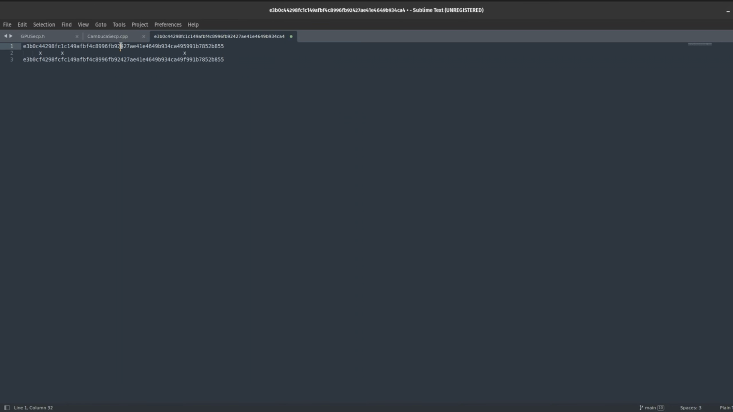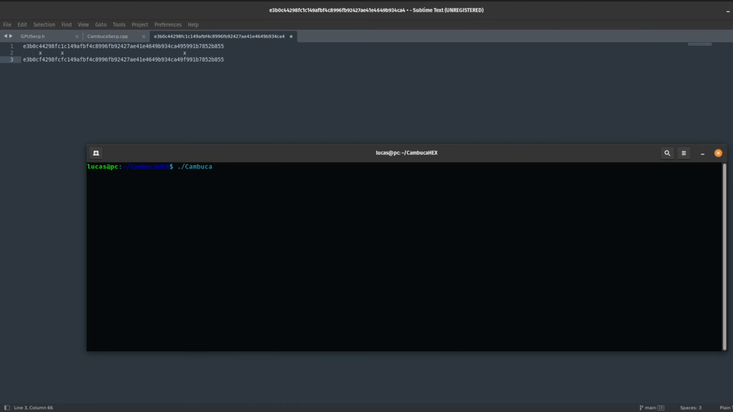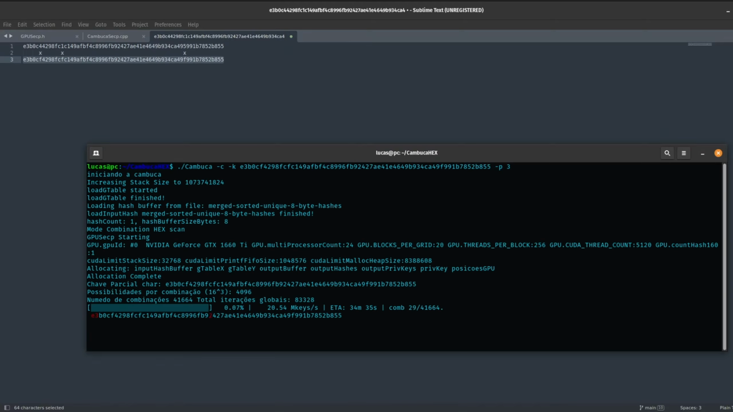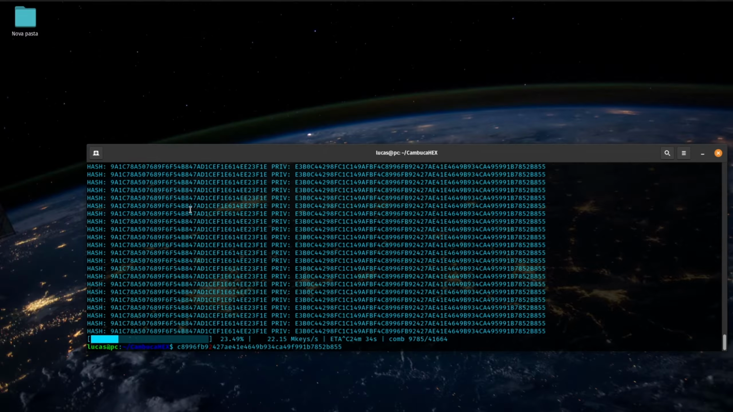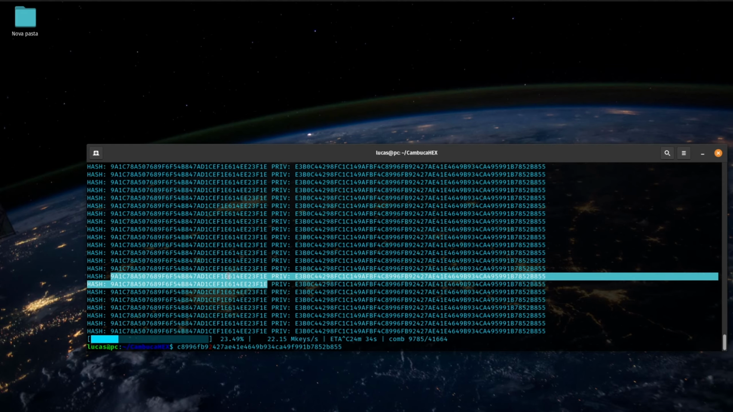For a demonstration, I took our known private key, altered 3 of its characters, thus simulating a private key with 3 corrupted characters. We're going to execute this in combinate mode. The -k parameter is for specifying the partial key, which in this case is the corrupted key, -p, and it will then search for up to 3 positions. A small bug where the key was found across multiple threads.